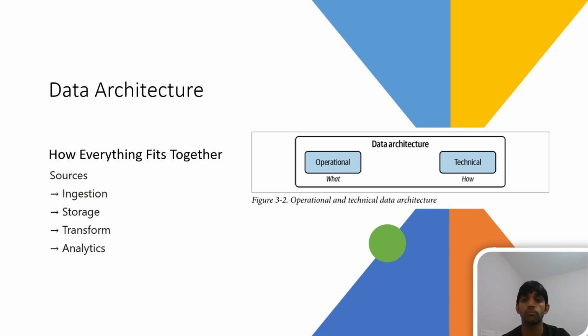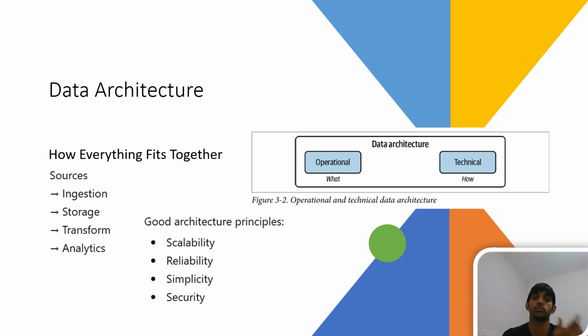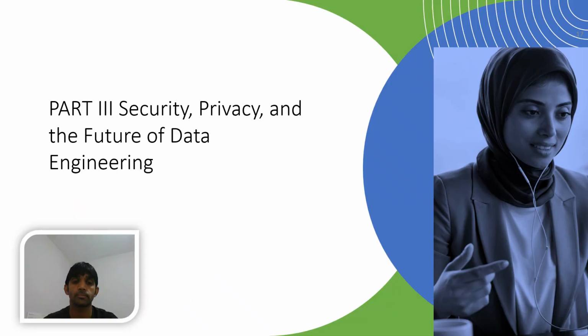So operational, for example, if the data architecture is mainly to focus on operations, that is what is needed, and then technical is how it is done. So the choices have to be made sometimes. So what it delivers, for example, good architecture principles are scalability, reliability, simplicity, and security.